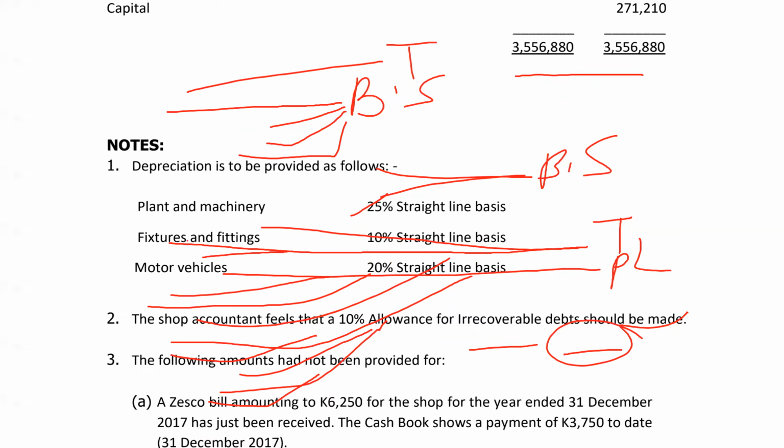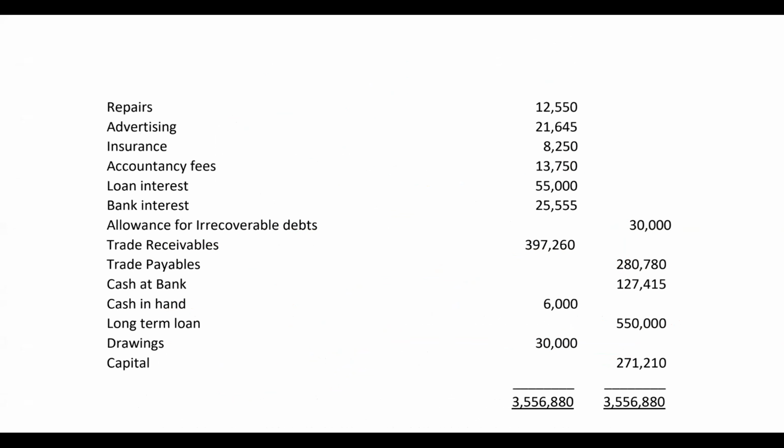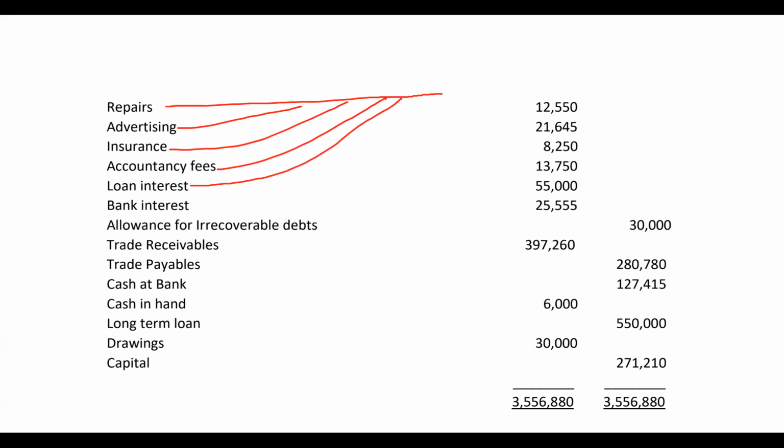elements. The one that I've given you is loaded today. It's loaded with a lot of things. You've seen, right? Repairs, those are expenses, right? Advertising expenses, insurance expense, accounting fees expense, right? Loan interest an expense, bank interest expense, allowance for irrecoverable debts, which is the same as allowance for receivables.